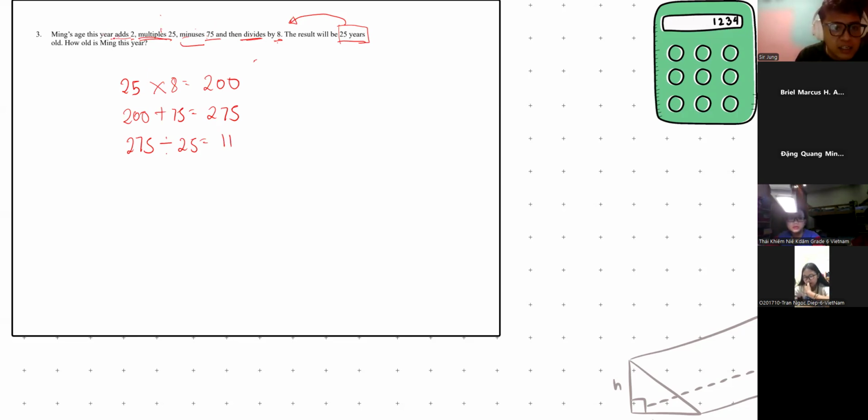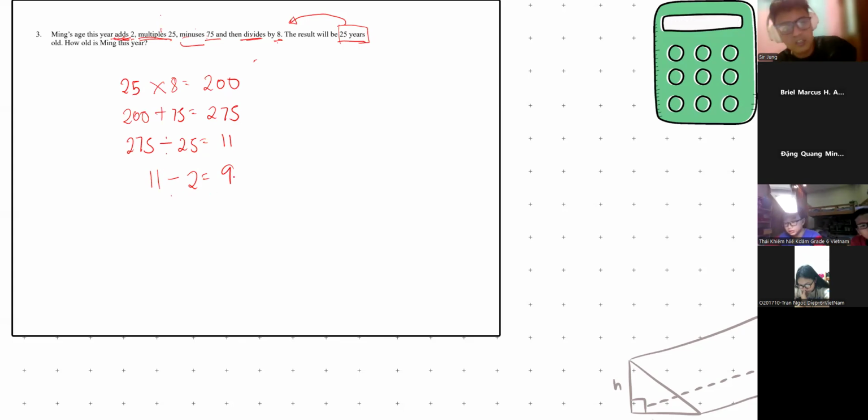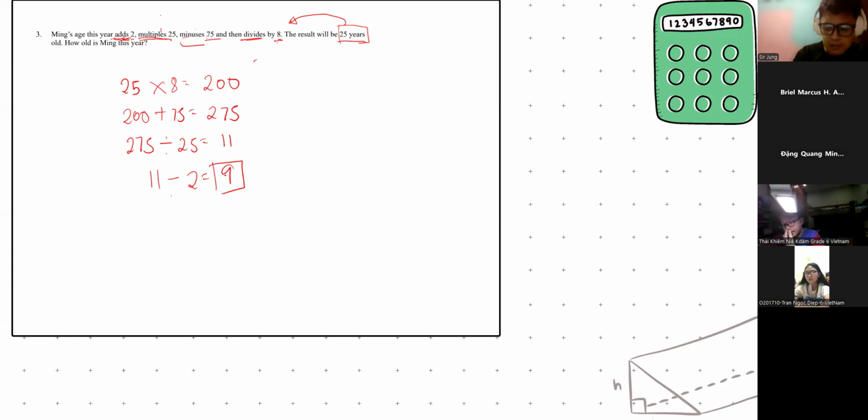Now, lastly, it says that it adds 2. So we need to subtract 2. Yes, the answer should be 9. 11 minus 2, that's 9. That should be the answer. Okay? So, any questions? Again, to solve this kind of problems, you just need to do it backwards. Okay?